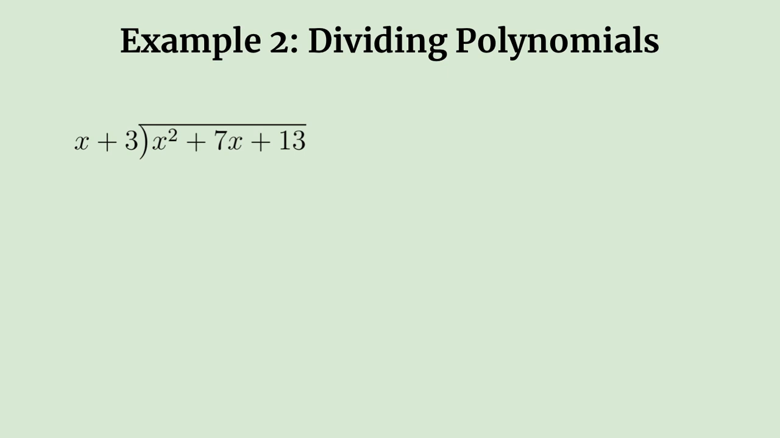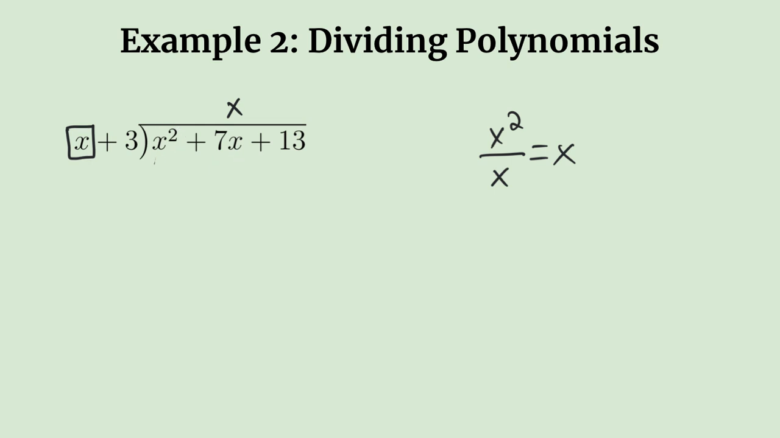So what we're going to start here with is we're going to box the first term in our binomial that we're dividing by. So right now this problem is saying x squared plus 7x plus 13 divided by x plus 3. We're going to take that box and that's what we're going to divide x squared by. So we see how many times does x go into x squared. Another way to think about that is what is x squared divided by x. If you remember from previous lessons, that's just x. So we're going to put the x above the 7x term.